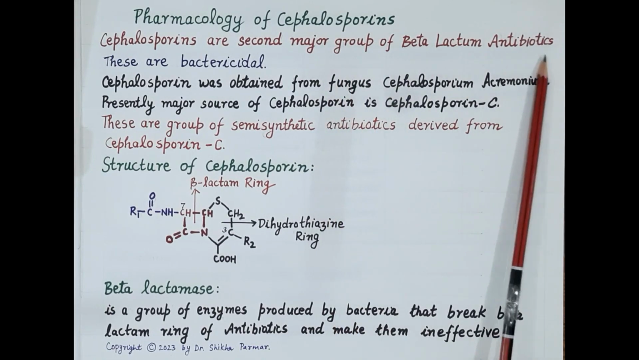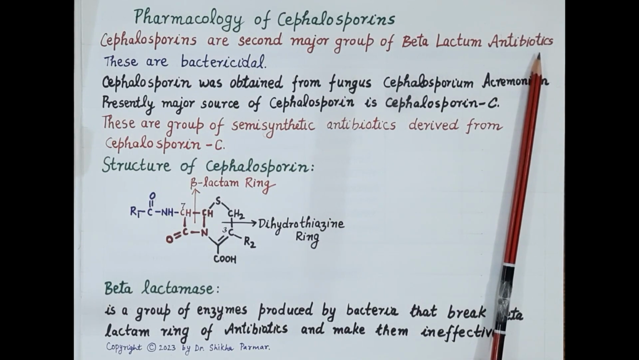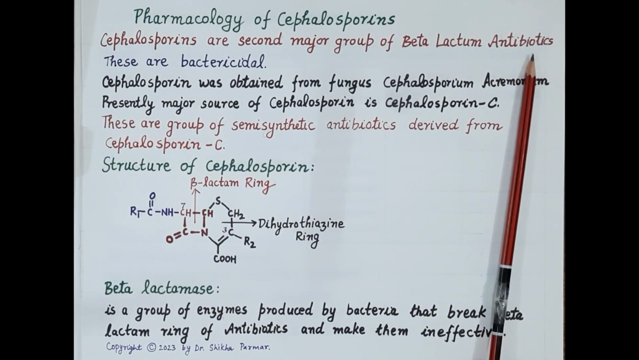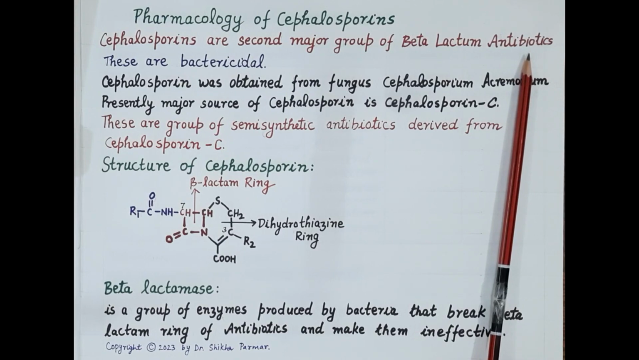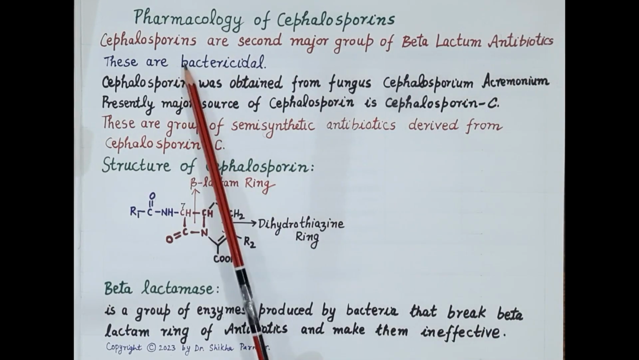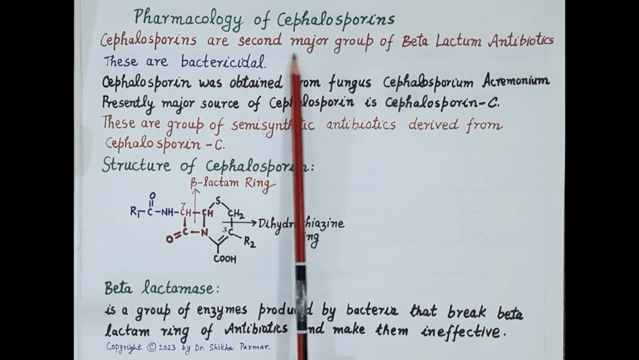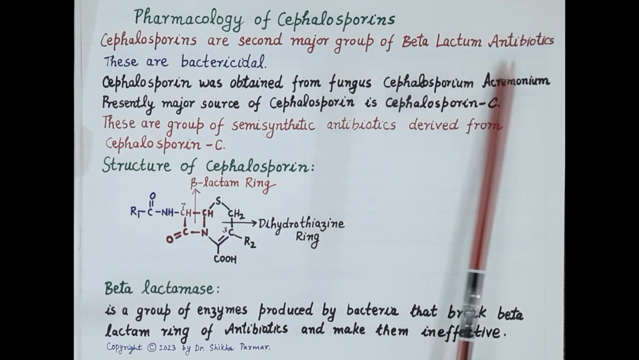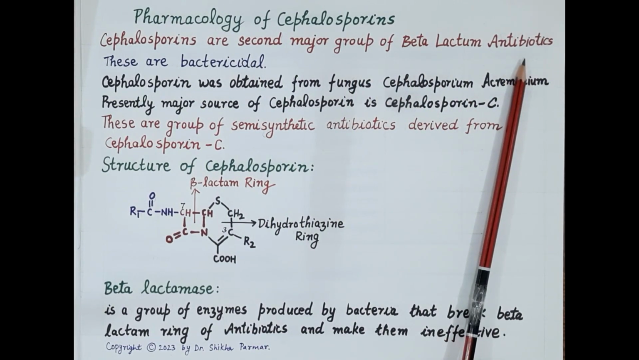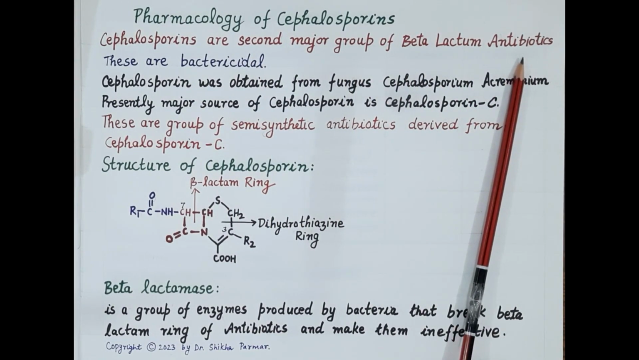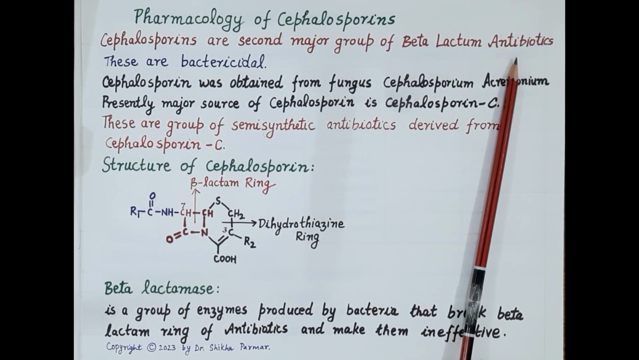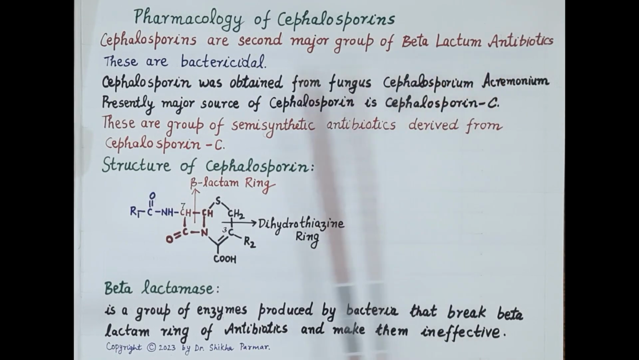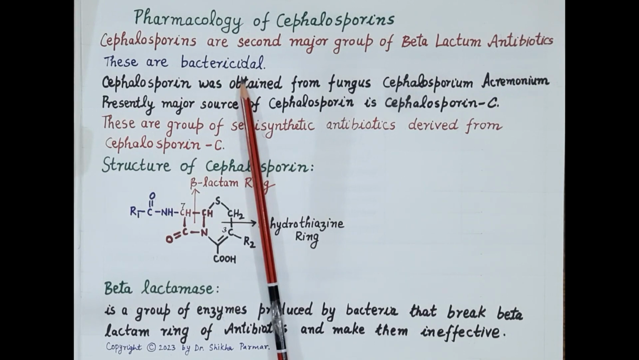Now cephalosporins are antibiotics. Antibiotics are a class of drugs which are used to treat bacterial infections. Cephalosporins belong to the second major group of beta-lactam antibiotics after penicillins. So, like penicillins, cephalosporins also kill bacteria and are thus bactericidal.